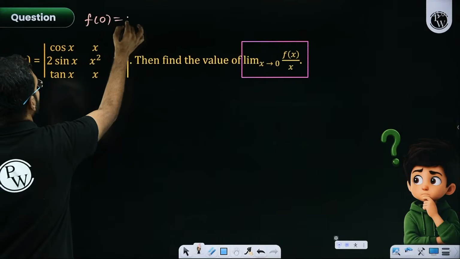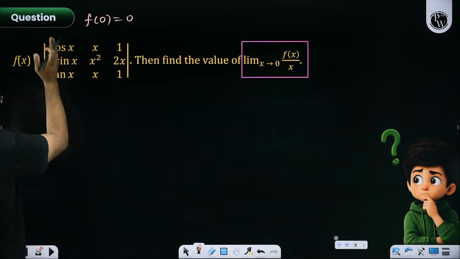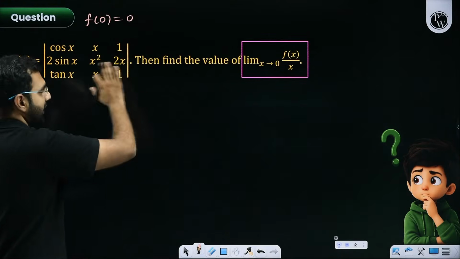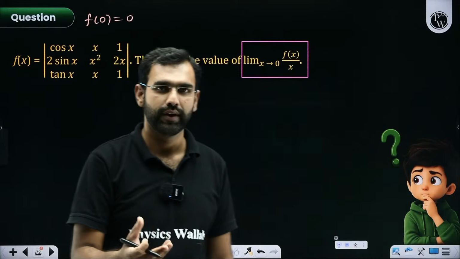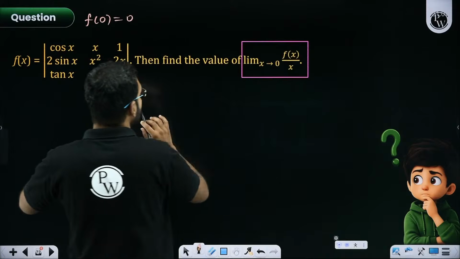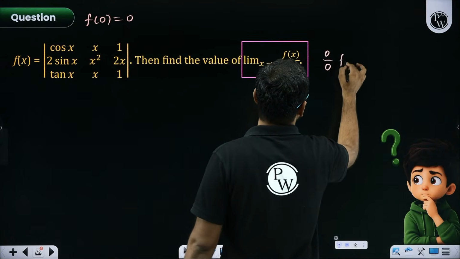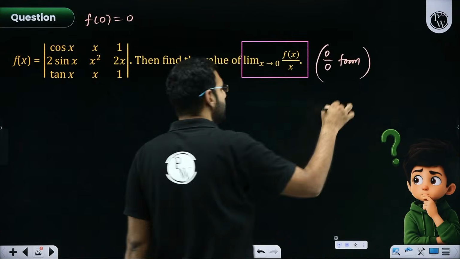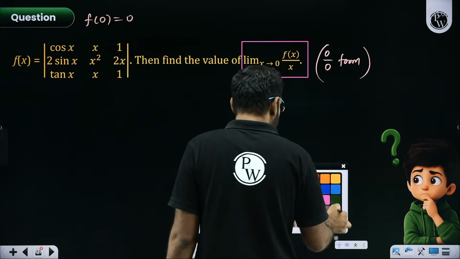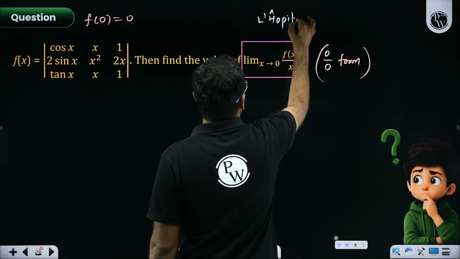Sir, f of 0: whatever this row and this row is, I don't care. But one of the columns, whatever this column and this column is, I don't care, but this column has all the entries as 0. So if any column or any row has all zeros, the value of the determinant is 0. So I know f of 0 is 0. So when x approaches 0, it is clearly a 0 by 0 form. In the case of 0 by 0 form, do you remember a short trick? L'Hopital was a French mathematician who gave us this trick, and let's use it.